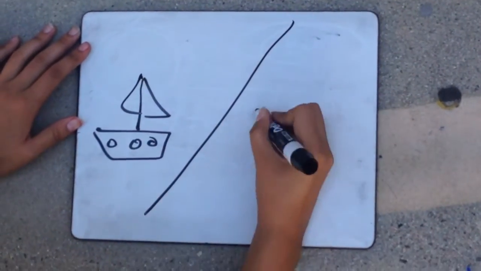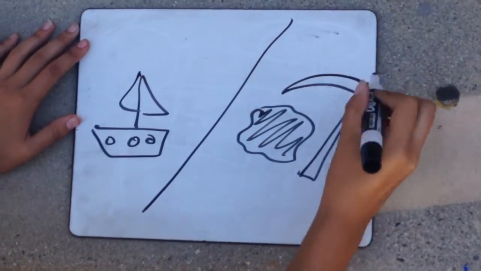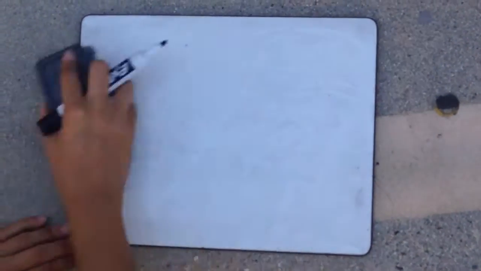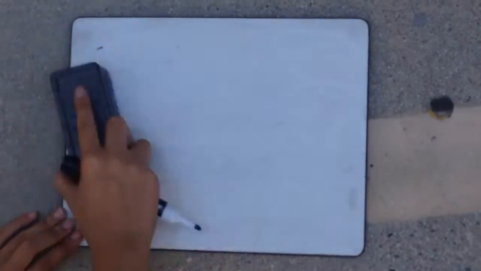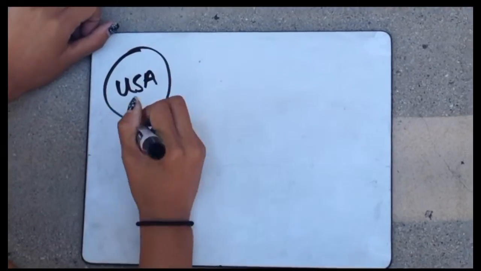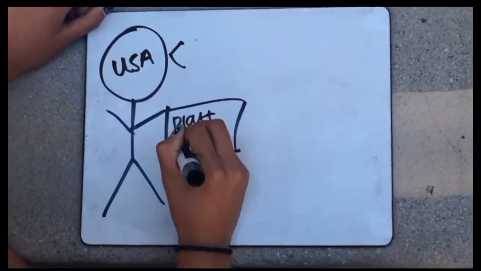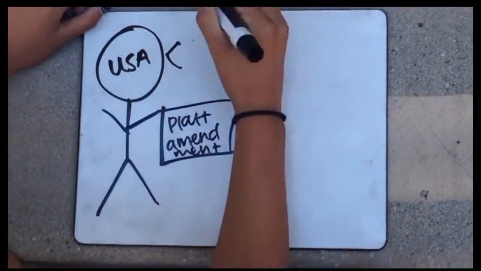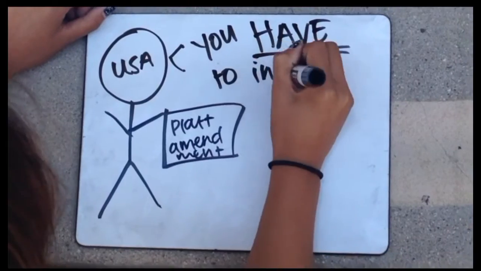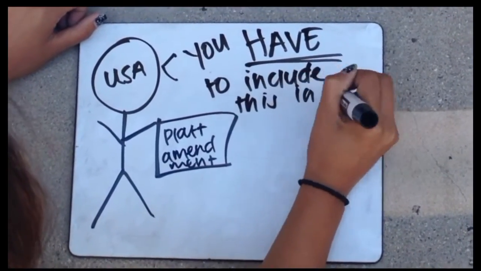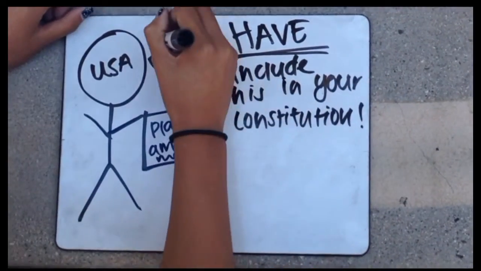Another condition that the Cuban government had to agree to was to sell or lease territory for coaling and naval stations to the U.S. The U.S. also put a lot of pressure on Cuba to incorporate the terms into Cuba's constitution. So they had to include the conditions of the Platt Amendment inside Cuba's constitution.